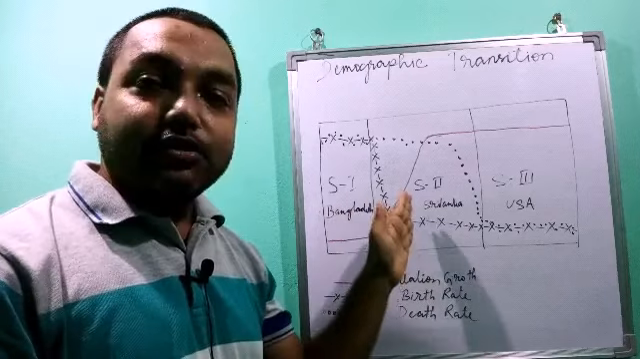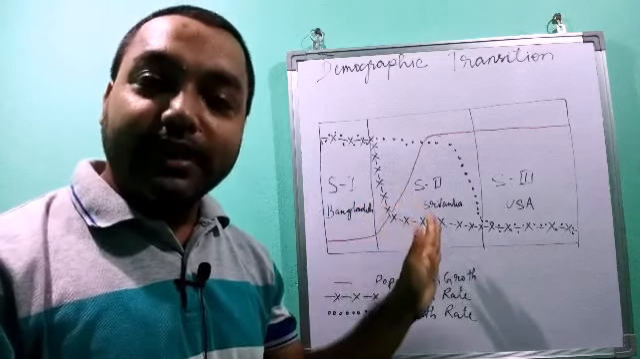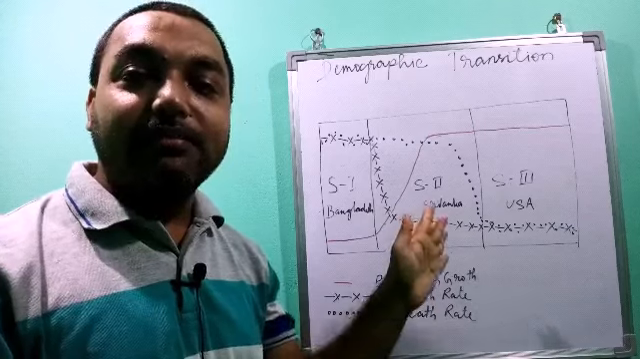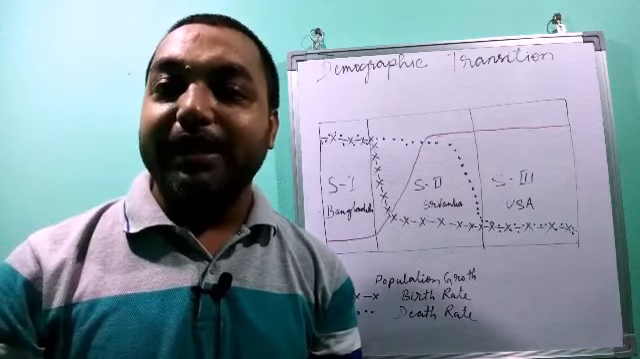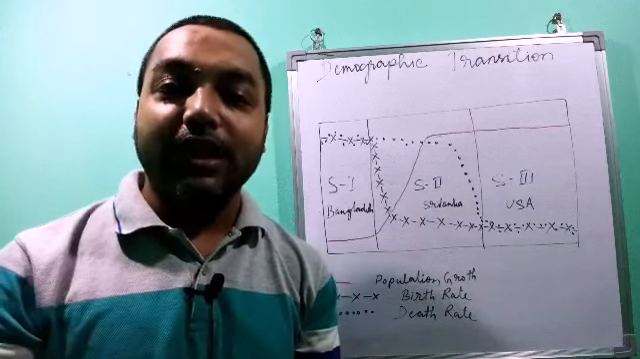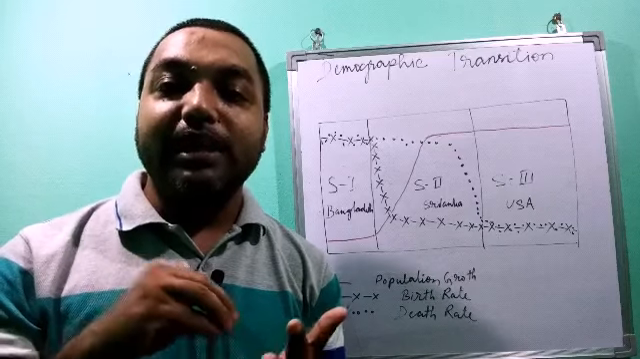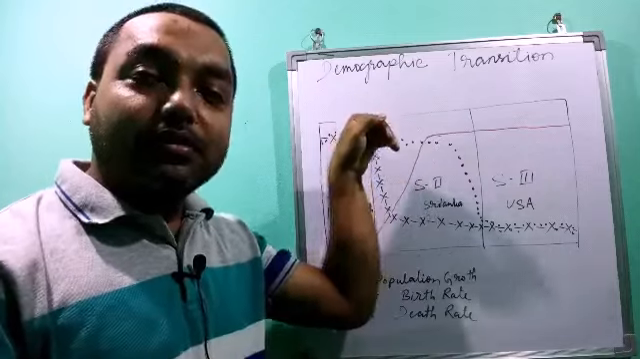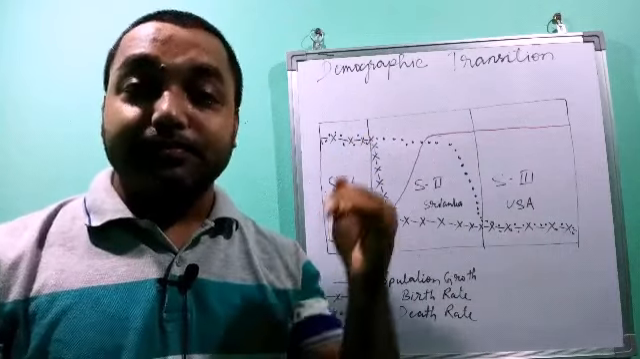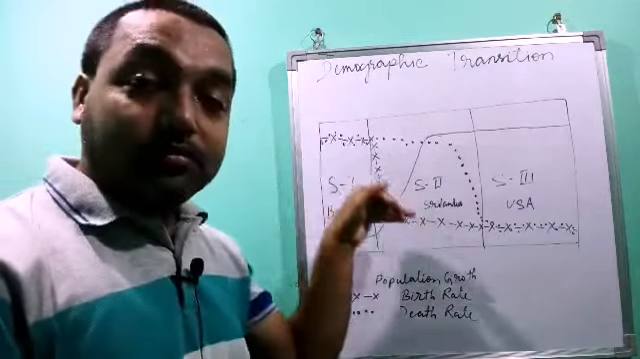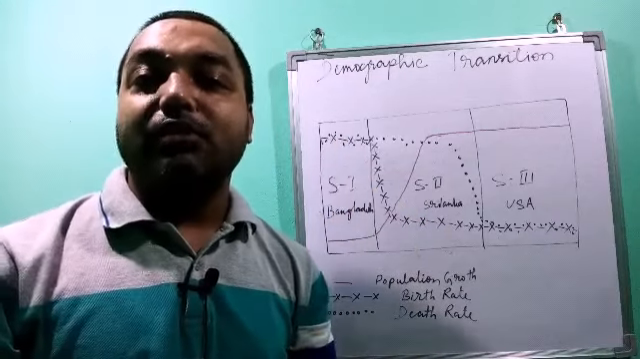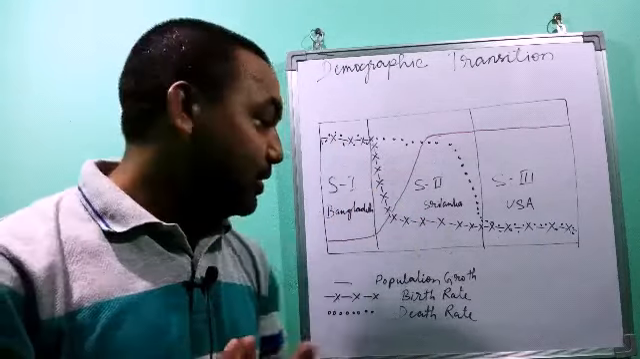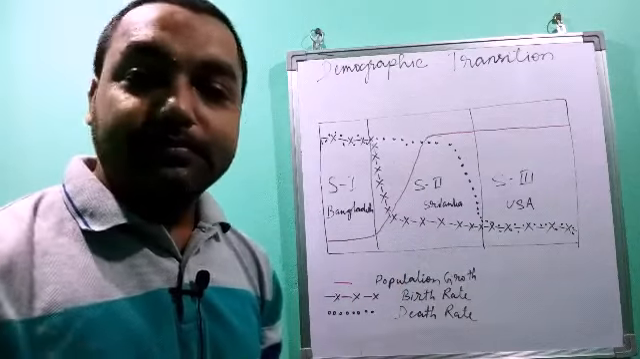But in the second stage, when the country enters the second stage, the medical facilities come, medical technology is introduced in the country. As a result, when medical facilities are introduced, the death rate directly comes down. Now people don't die.